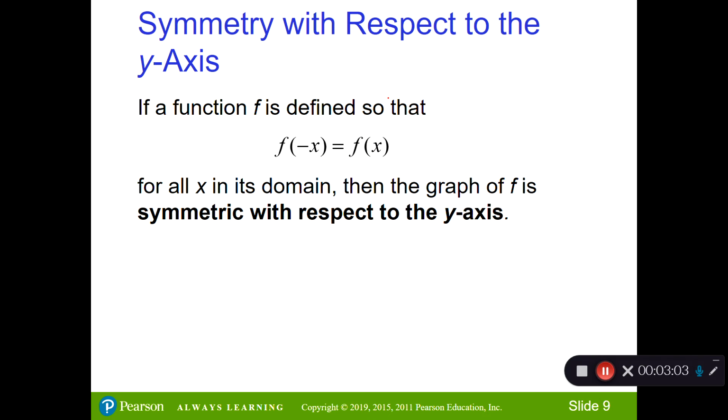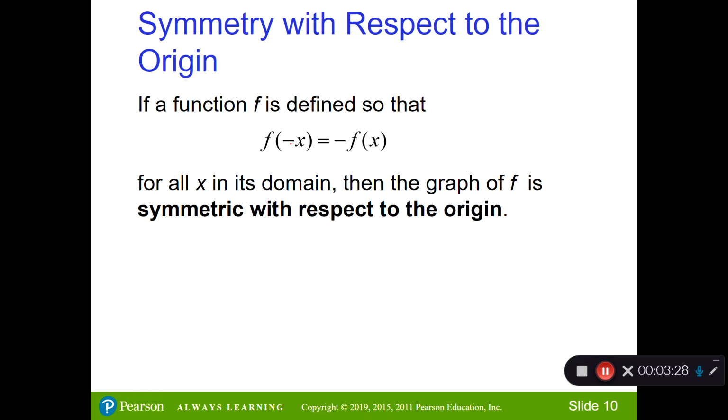Now, a function has symmetry across the y-axis if I can replace x with negative x and end up with the same thing. This type of function is called an even function, and a good example of this is y equals x squared. We look at y equals x squared, it looks like that, and it's symmetric across this y-axis right here.